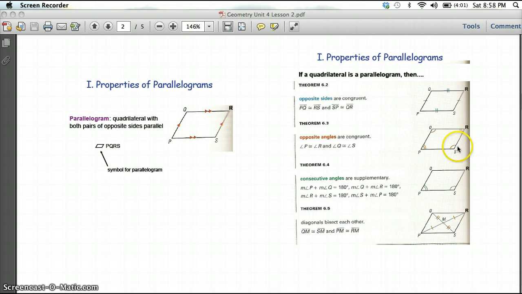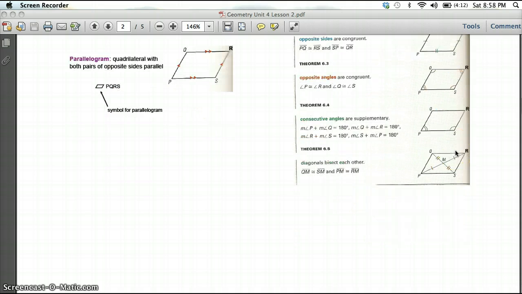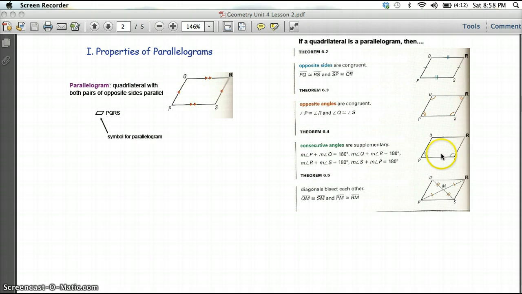Now notice that Q and S both have one mark, and then P and R have two marks. That means that these angles are congruent and these angles are congruent. Also, consecutive angles are supplementary. Consecutive means one after another. They're supplementary because they form a straight line and they are equal to 180 degrees.